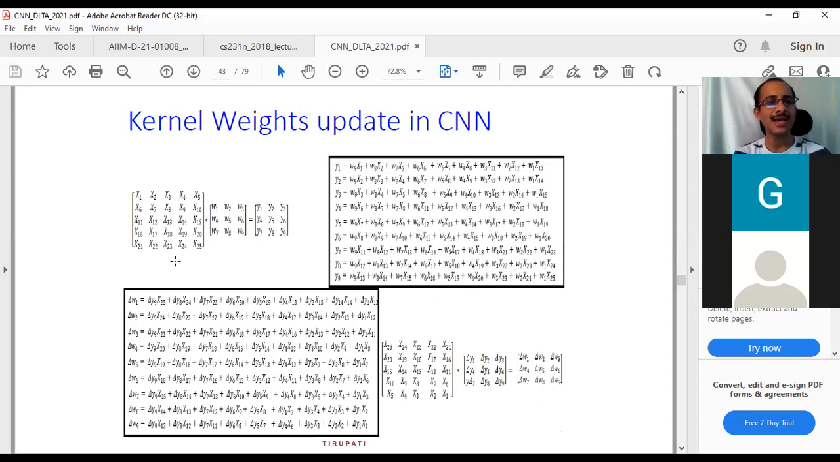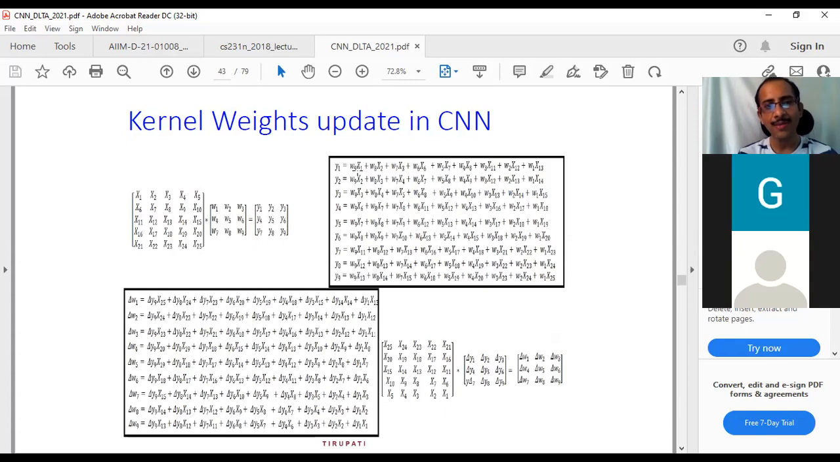Now the same principle is applied even for writing the kernel updates. You can see here, if a kernel W1 to W9 performs a convolution operation with an input and gets Y, these are the set of equations.